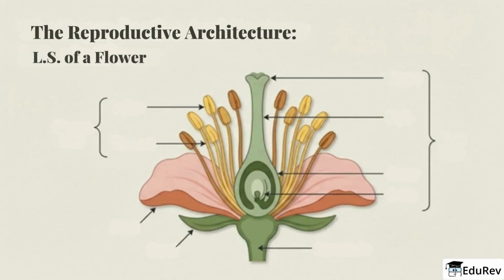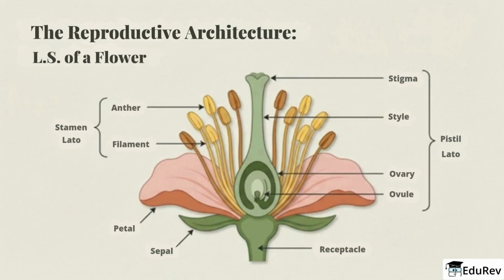The male and female organs are arranged to maximize successful fertilization. The stamen, made up of anther and filament, produces pollen, while the pistil or carpel, with its stigma, style, and ovary, receives pollen and houses the ovules. Petals and the receptacle help position and protect these reproductive parts.